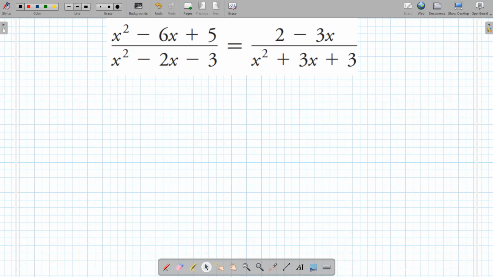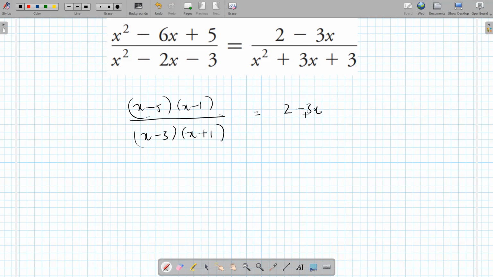Look at the top there. X squared minus 6x plus 5. We're looking for two numbers that multiply to 5 and add to negative 6. What are the numbers? Negative 5 and negative 1. Yeah, negative 5 and negative 1 over there. On the bottom here, we have x minus 3 and x plus 1, yeah.